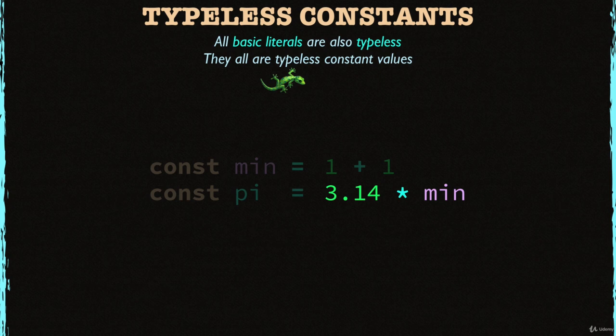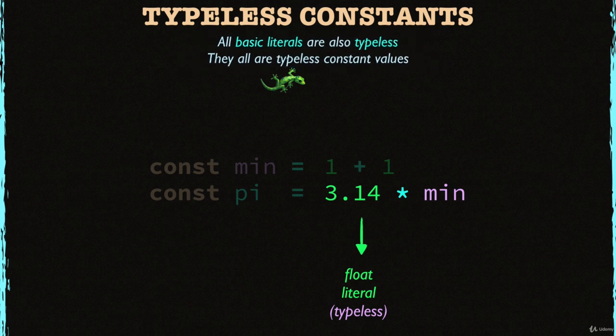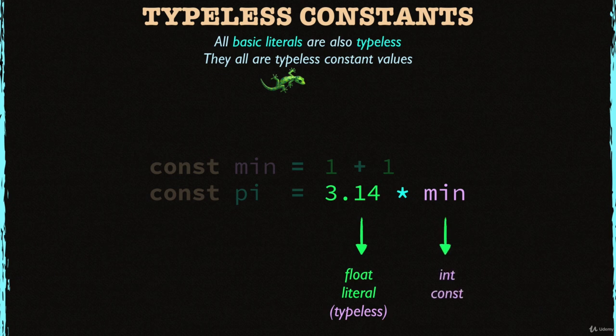By the way, as you now know, this is a float literal, and it's typeless. It's just a float value, but it doesn't have a type until a type is needed. All the basic literals are also typeless. Integer, float, bool, string, and so on, are all basic literals, and they are all typeless constant values. Also, this min constant here is just like an integer literal. It has no type. It's just an integer value. It is typeless. Let's see more examples to make this clear.